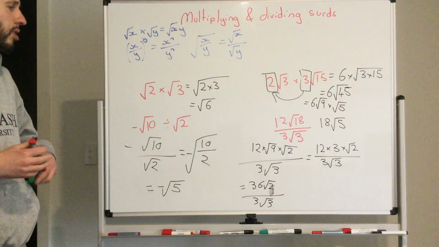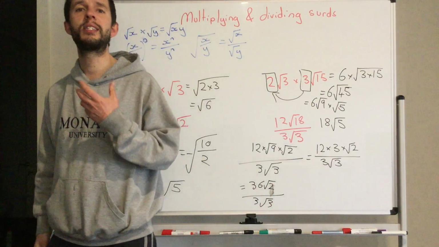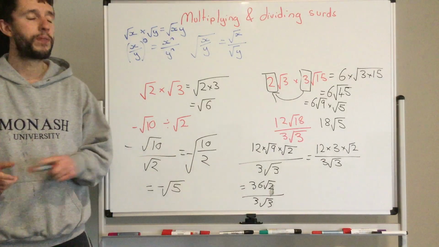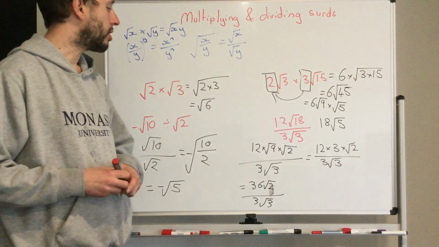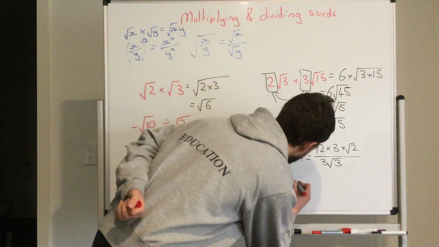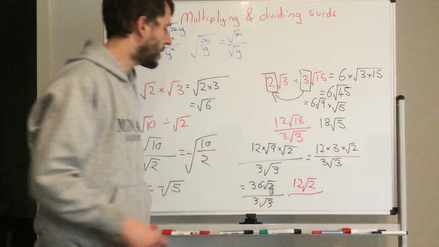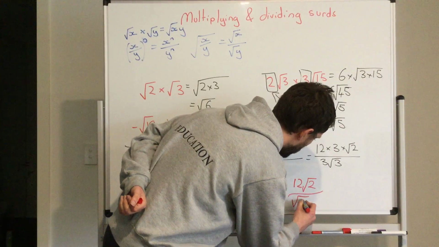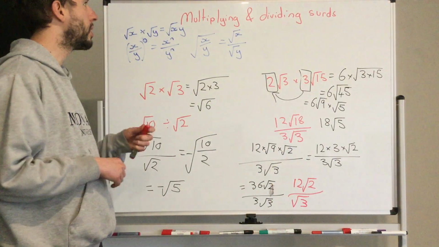Lucky last thing I can do, the top and the bottom you can simplify by the common factor, or the highest common factor, and that is 3. 3 goes into 36 and 3. 3 goes into 36 12 times, so it becomes 12 square root of 2. 3 goes into 3 once, so I'll just leave it as square root of 3. And there you have it. It is in the simplest form.